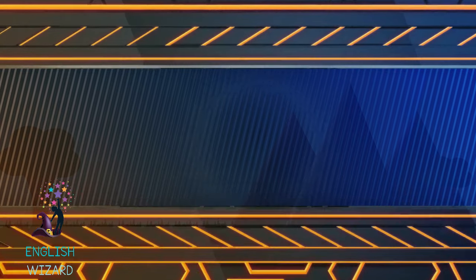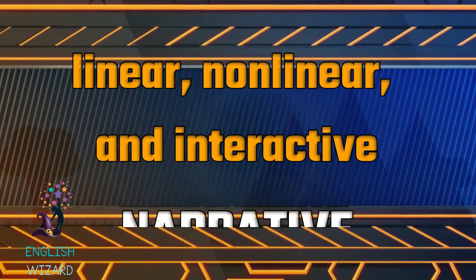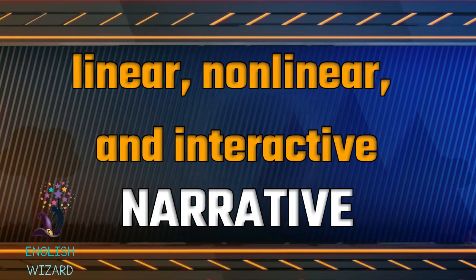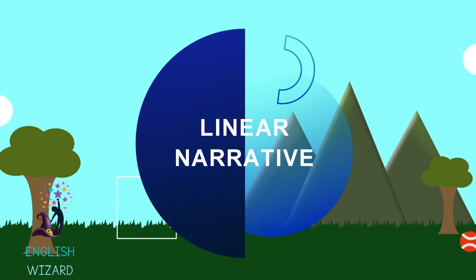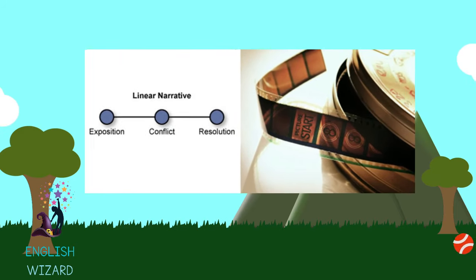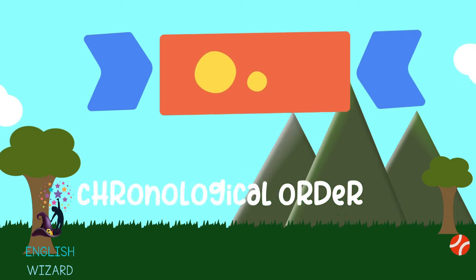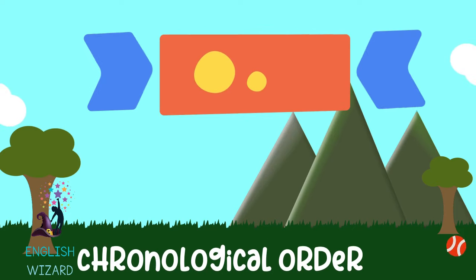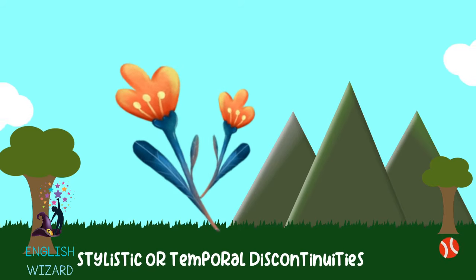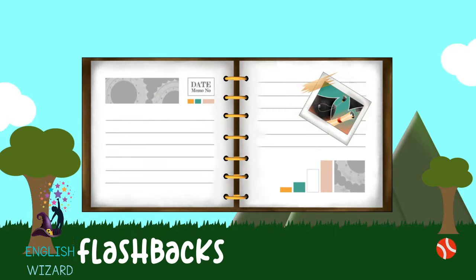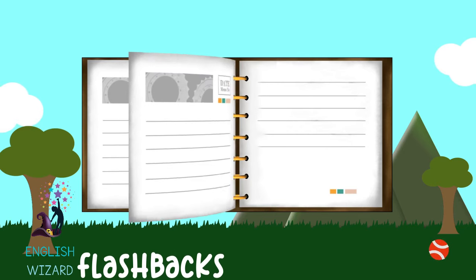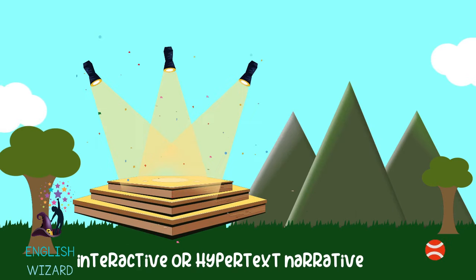Most forms of narrative fall under three main categories: linear narrative, nonlinear narrative, and interactive narrative. The first category is linear narrative. Linear narrative is the most common form of narration, where events are largely portrayed in chronological order. That is, telling the events in the order in which they occurred. This may contain stylistic or temporal discontinuities such as flashbacks, but is nevertheless conventionally read or told from the beginning to the end, in contrast to an interactive or hypertext narrative.